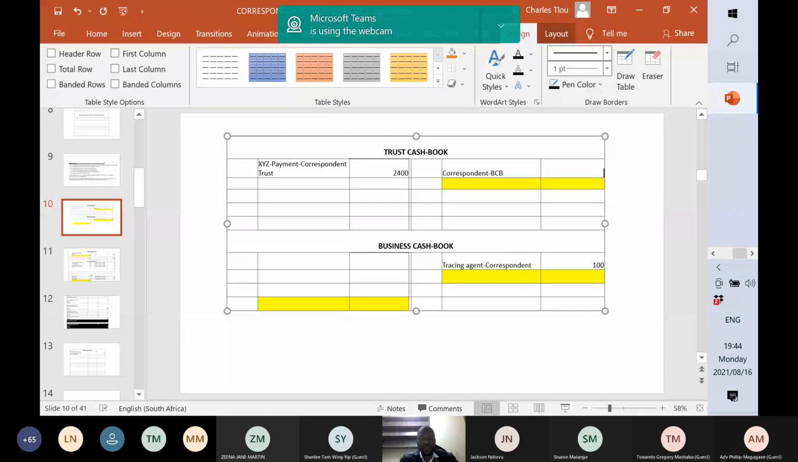BCB. Therefore, that 514. And we are saying this 514 is coming here into a business cash book. That's why after crediting here, you debit your business cash book here. That is 514.